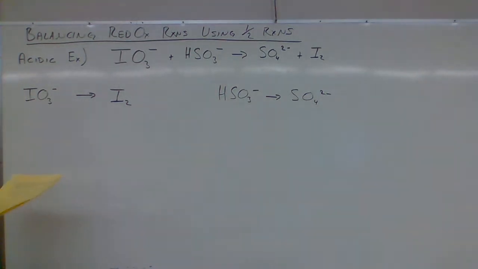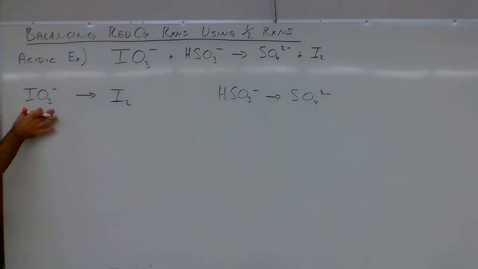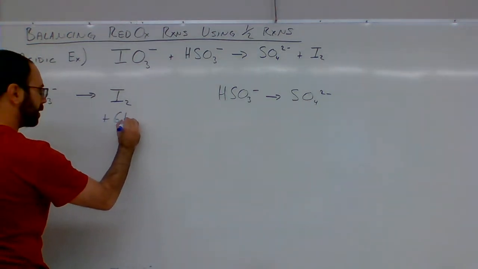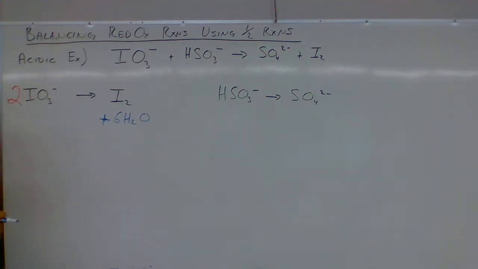Okay, first step that we need to do is we need to balance other atoms. In this case, first thing I've got is two iodines, so I need to put a 2 in front of this one. I then need to balance out our oxygens by adding water. I have 6 oxygens on this side, so I'm going to add 6 water to this side.